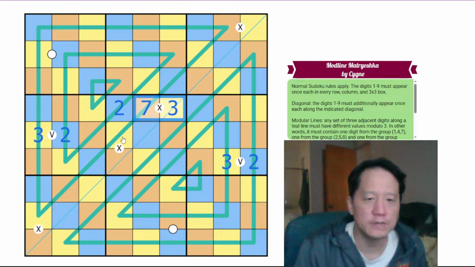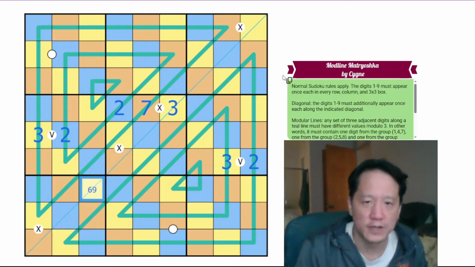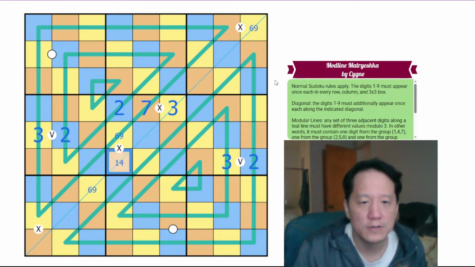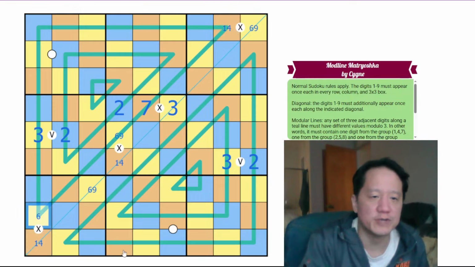We don't know what these are, though. Okay, so we have 3 there. That means the other yellows must be 6 or 9 on that. So this is 6 or 9, this is 6 or 9. Same with this. This is 6 or 9. And 1 and 4, to add up to 10. This is 1 or 4. This must be 1 and 4 then, which makes this 6 and 9.